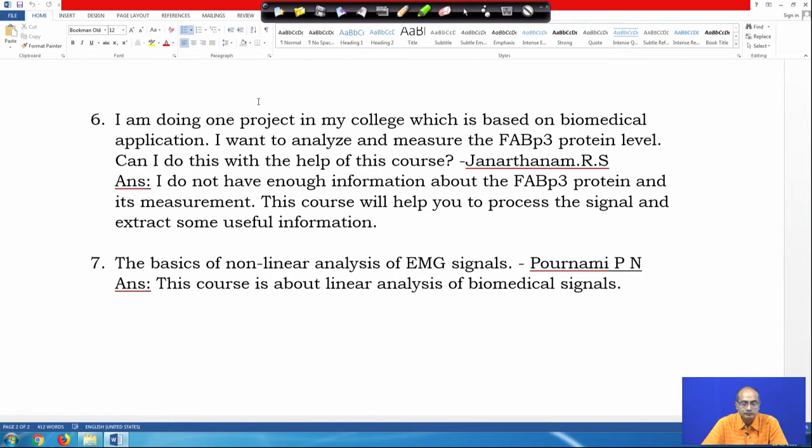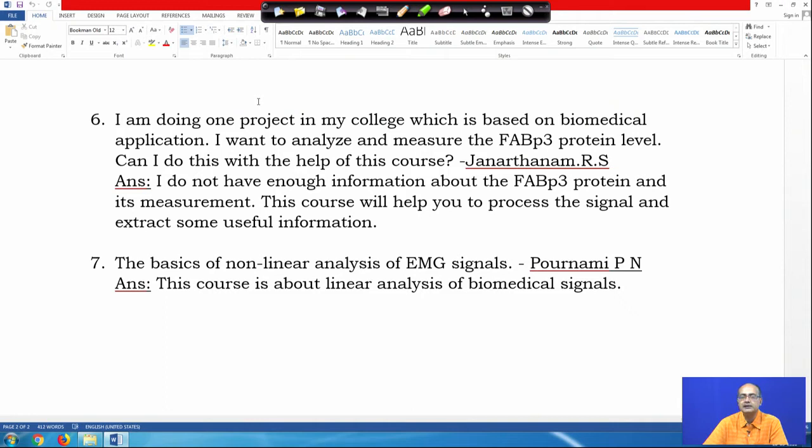Next question is the basics of nonlinear analysis of EMG signal. This question has come from Purnima PN. In this course, primarily we are looking at linear processes, linear signal processing I would say, and we have not gone for the nonlinear models. However, if you have any nonlinear model in mind, yes, they can be tried.